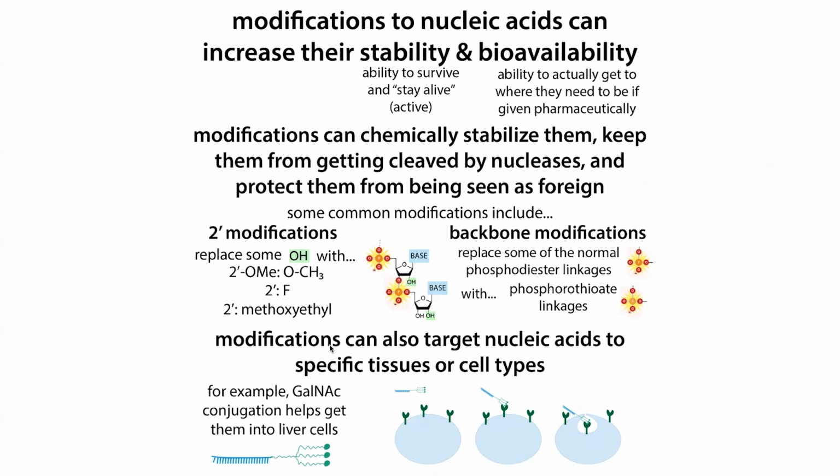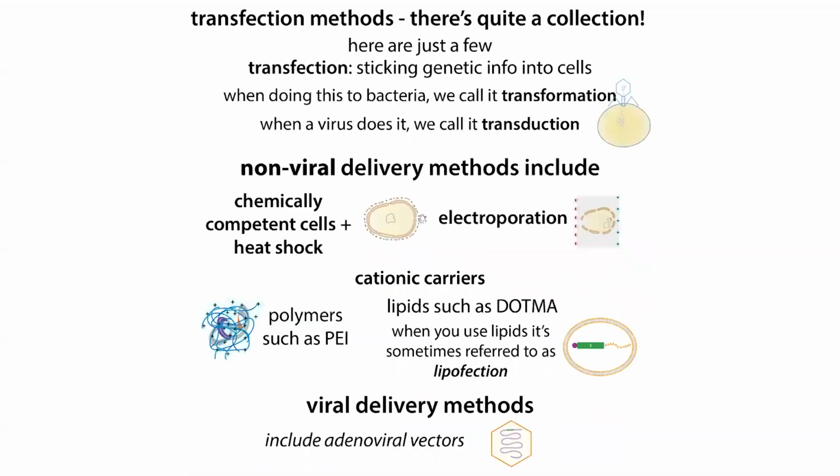We can also have modifications that target nucleic acids to specific tissues or cell types. A common example is GalNAc conjugation, where you put a sugar chain on that gets these molecules targeted to liver cells, which have the receptor for that. And we can get all these in using various methods. We call it transfection when we get nucleic acids into cells. This can be done in various ways.